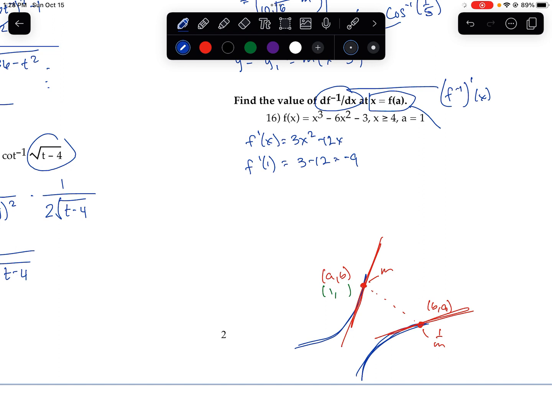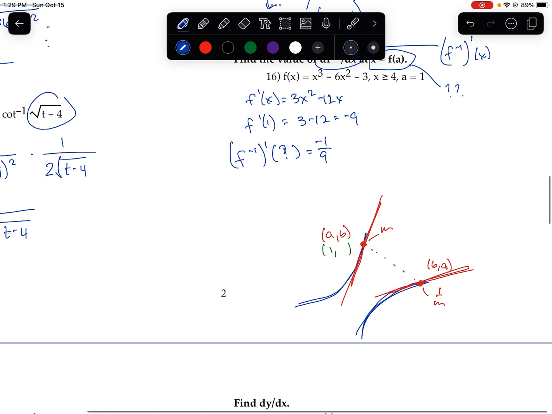So this is what I mainly want to talk about, is what is this point. But we do know the derivative at that point that it's asking for is going to be, so I'm going to say the inverse derivative at some point, which I don't really know right now, is going to be equal to negative 1 over 9. So that's what I'm saying. We know the derivative at whatever this point is, the reciprocal of that. And that is your answer.